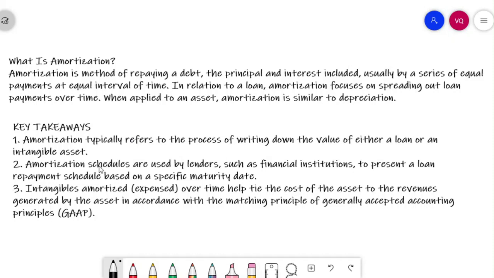So, key takeaways in amortization. It typically refers to the process of writing down the value of either a loan or an intangible asset. Amortization schedules are used by lenders, such as financial institutions, to present a loan repayment schedule based on a specific maturity date. Intangibles amortized or expensed over time help tie the cost of the asset to the revenues generated by the asset in accordance with the matching principle of generally accepted accounting principles such as GAAP.